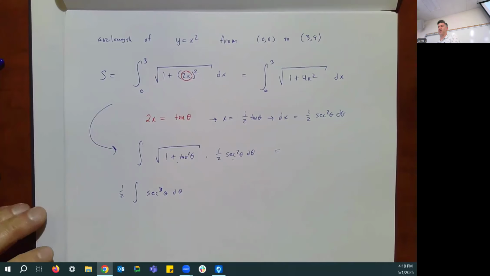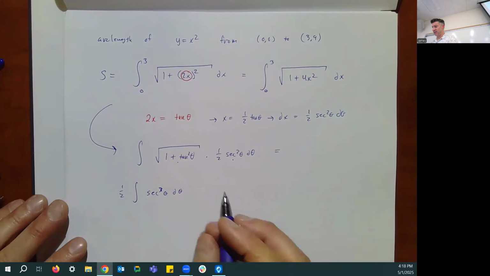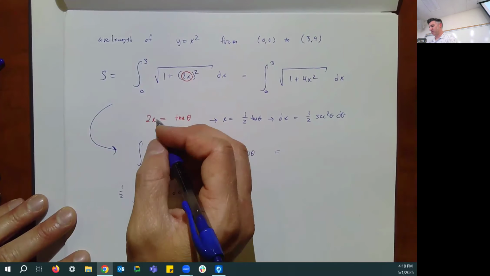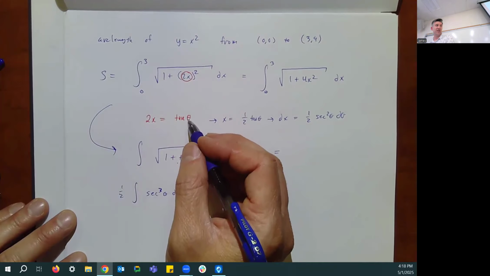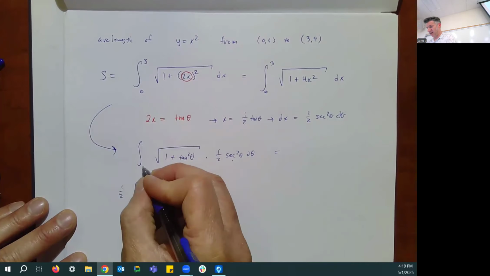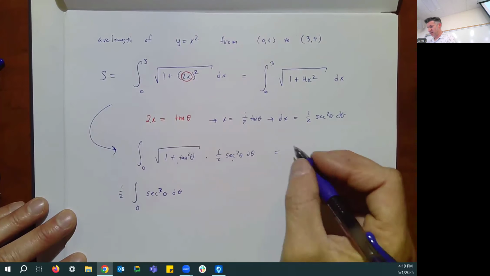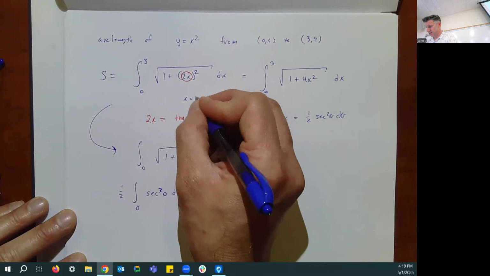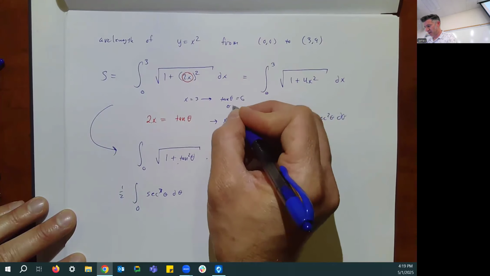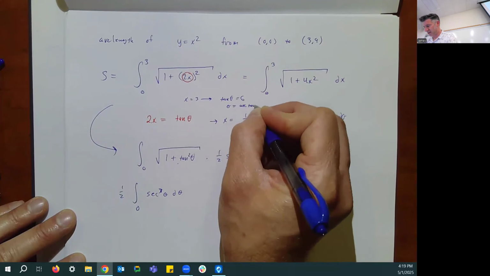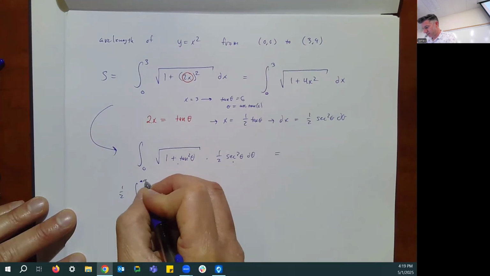And then my limits of integration also are not super pretty, because well, actually they're not super bad. If x is 0, then theta has to be 0 because tangent of 0 is 0. But if x is 3, that means tangent of theta equals 6, which means theta is the arctangent of 6. That's terrible.